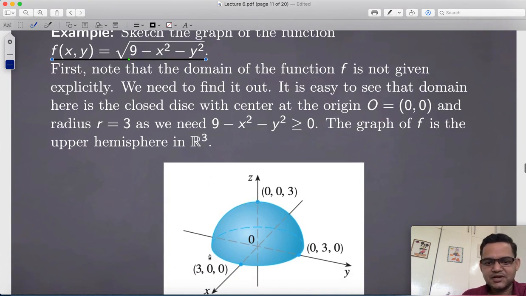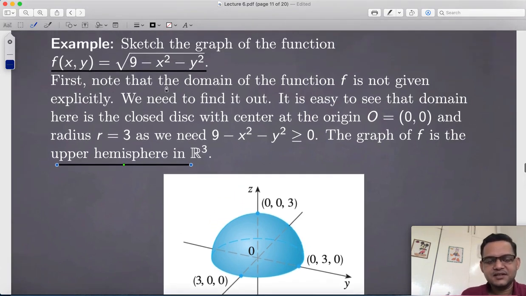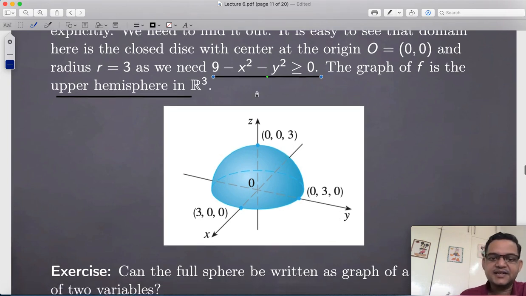So what is it going to give you? The graph is going to look like this upper hemisphere, isn't it? Because I am talking about the plus sign with the square root. So the graph of f is the upper hemisphere in R3. Here the domain is all the points which satisfy this, so this is going to be a disk of radius 3 in R2. You see that these points are properly marked, 3 0 0 and then 0 3 0, correct? If you just look at the first two coordinates, this gives you a disk, and the height looks like the upper part of the sphere, which is called the upper hemisphere.